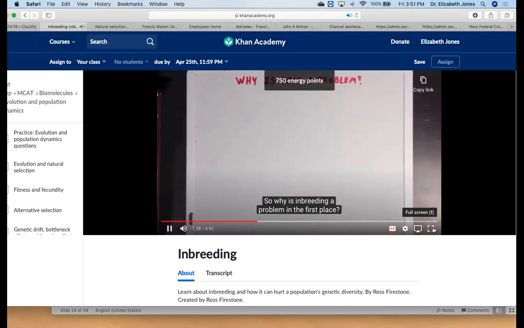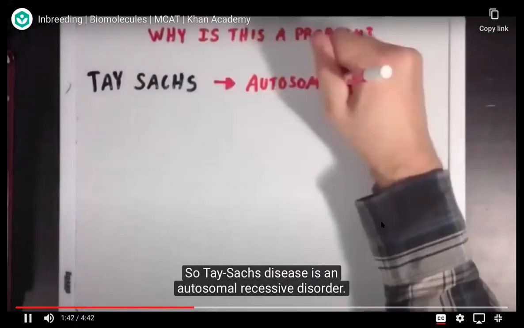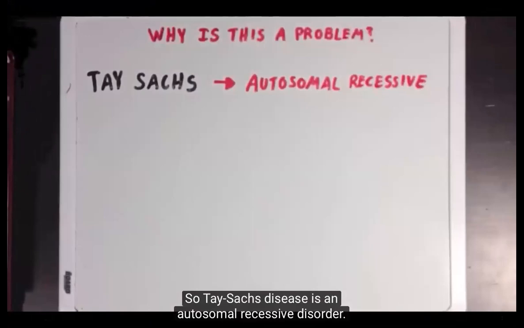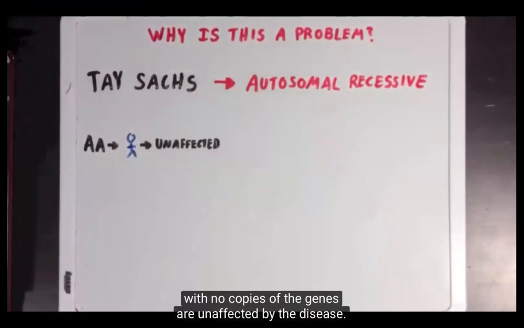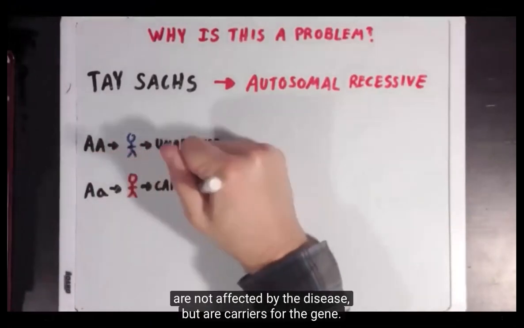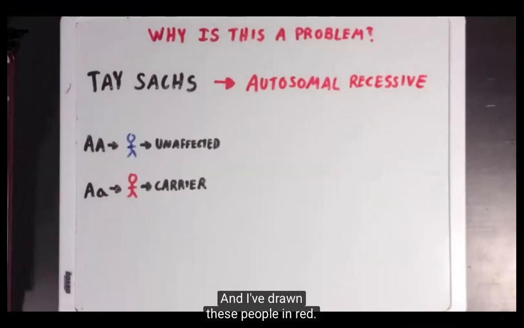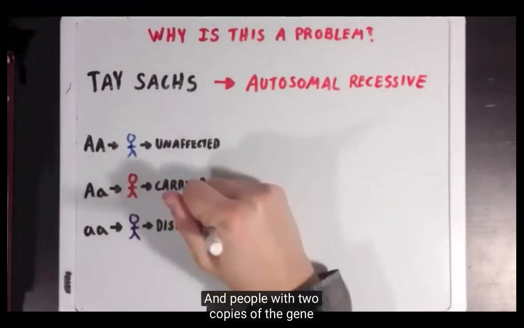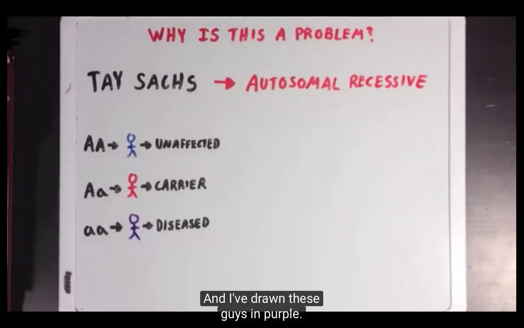Problem in the first place? Well, let's look at an example. So Tay-Sachs disease is an autosomal recessive disorder. And what that means is that people with no copies of the genes are unaffected by the disease. And I've drawn these people in blue. People with just one copy of the gene are not affected by the disease, but are carriers for the gene. And I've drawn these people in red. And people with two copies of the gene are affected by the disease, and I've drawn these guys in purple.